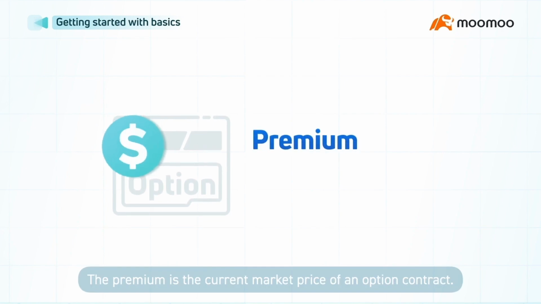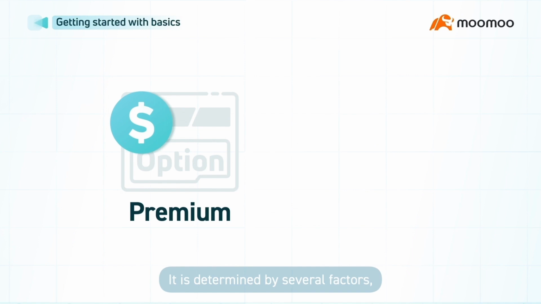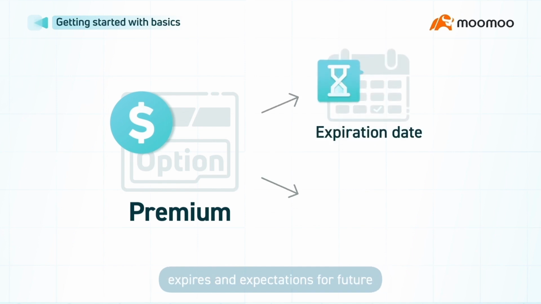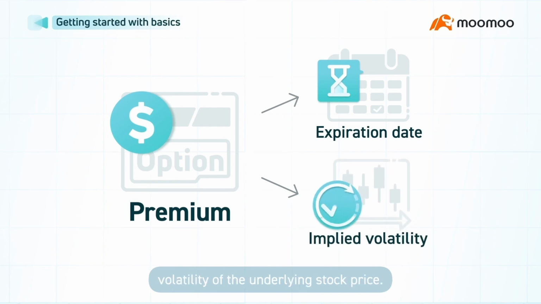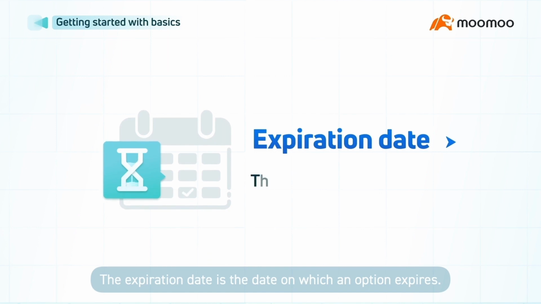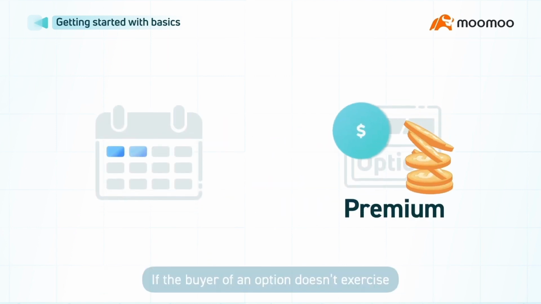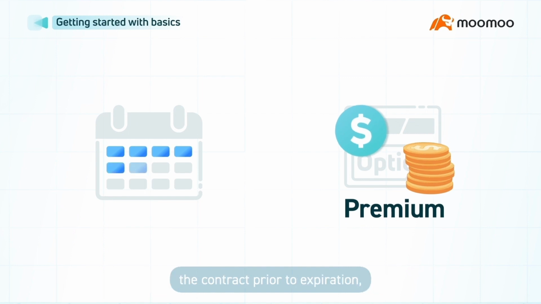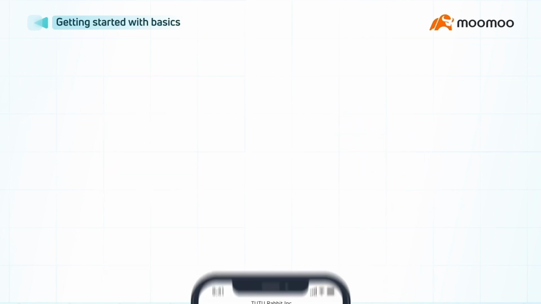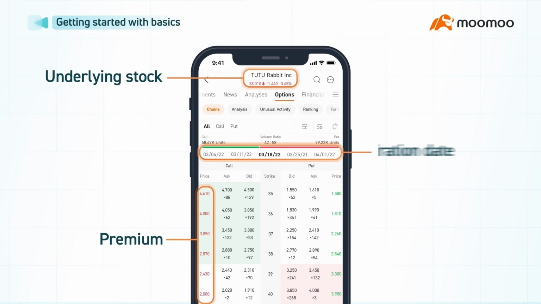The premium is the current market price of an option contract. It is determined by several factors, including the time left until the contract expires and expectations for future volatility of the underlying stock price. The expiration date is the date on which an option expires. If the buyer of an option doesn't exercise the contract prior to expiration, he or she will lose the premium paid for the contract. Traders can find these option elements in a table called the option chain.